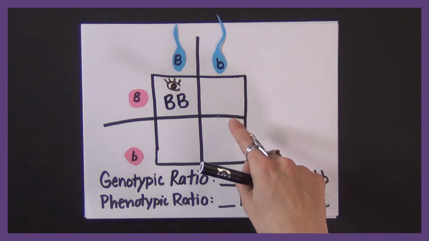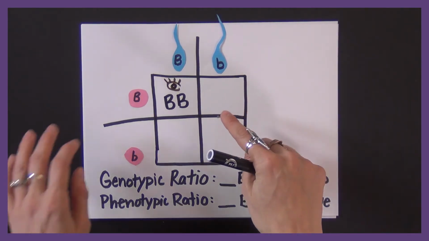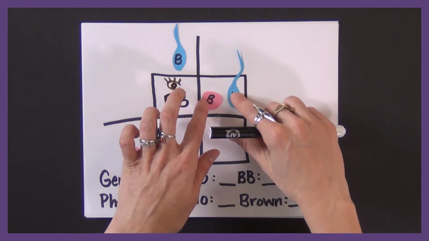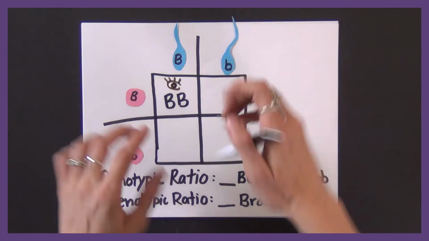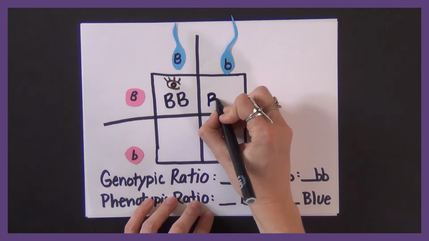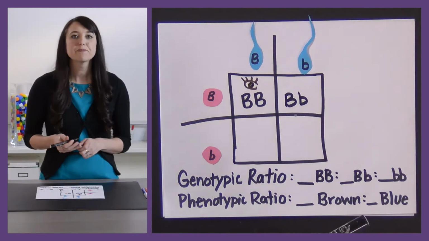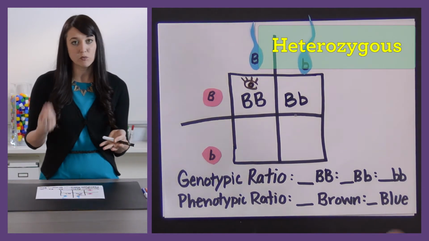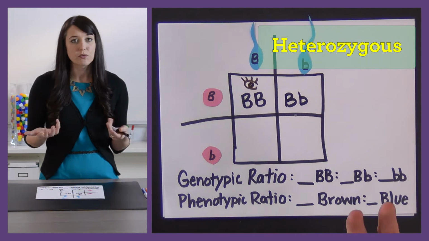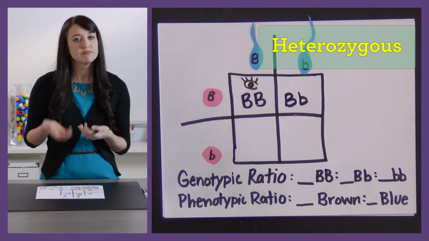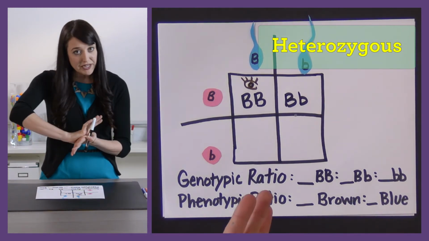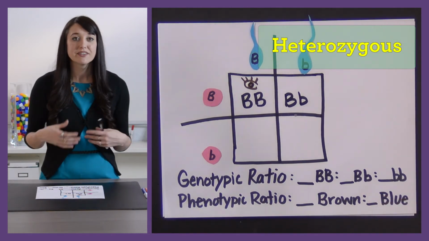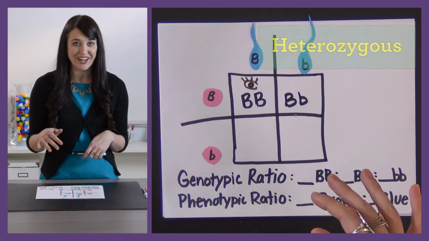This box represents the combination of the alleles from this row and this column. This offspring has a heterozygous genotype, 1 dominant and 1 recessive allele. So think about which one is stronger. The dominant allele is going to dominate over the recessive allele, resulting in a phenotype that is dominant. So this organism will have brown eyes.